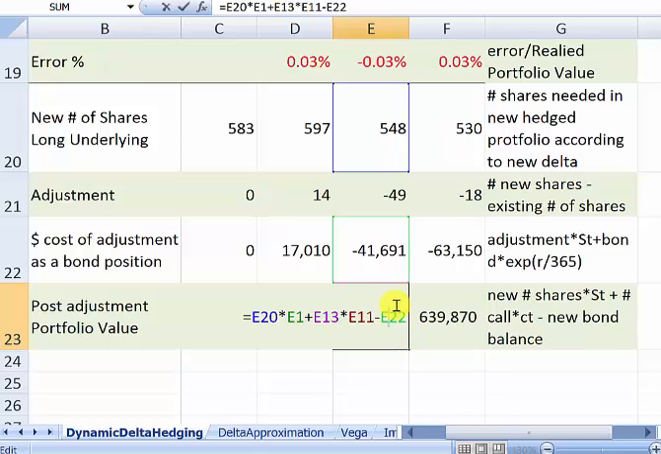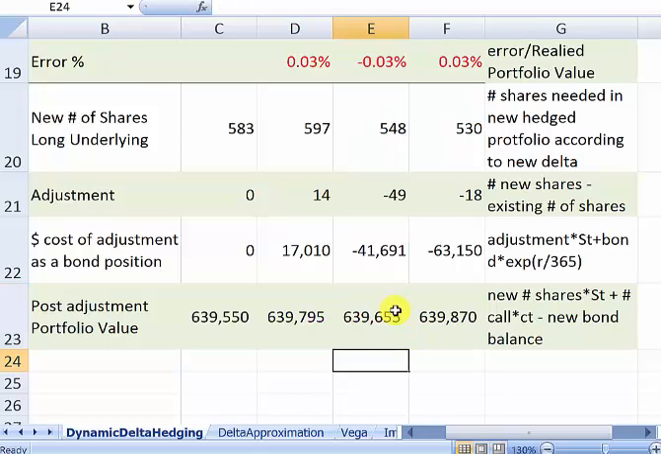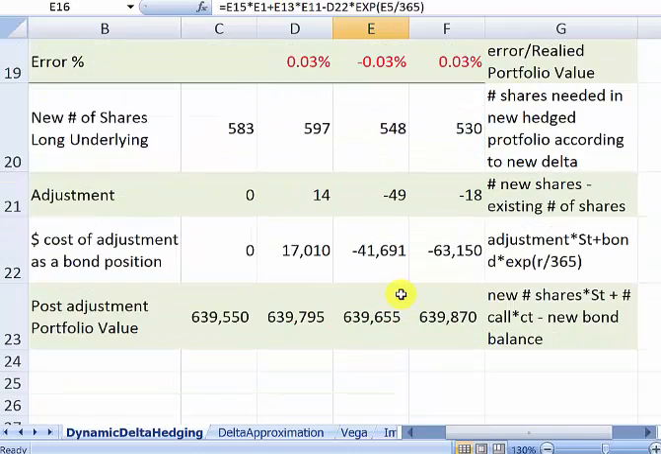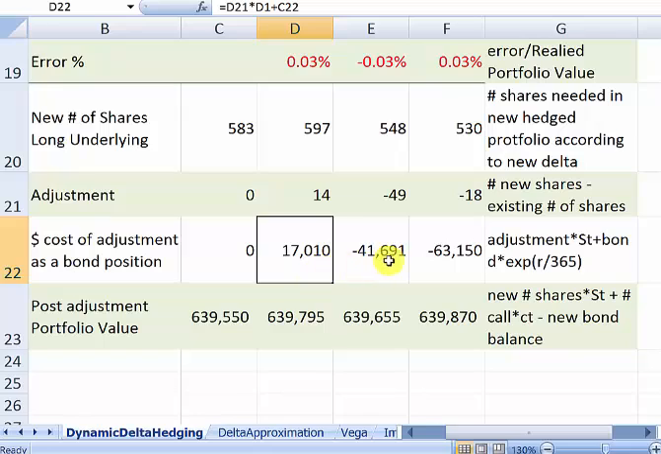And now, again, the post-adjustment portfolio value is the same from the beginning because for the asset, I paid back $17,000 something, and then the rest still remains in the portfolio as cash, or say as a lending at the risk-free rate.